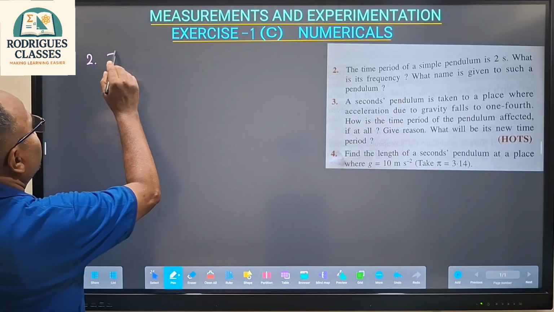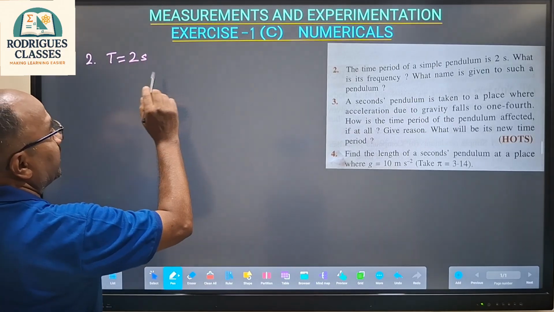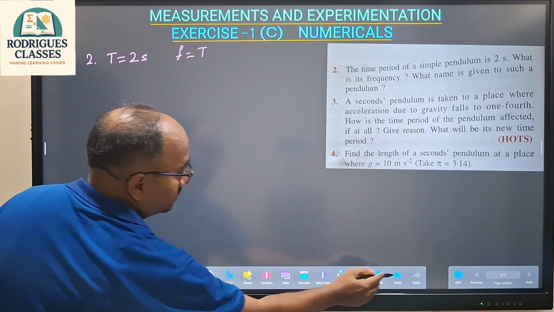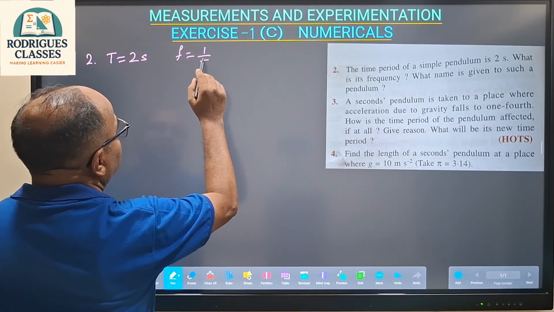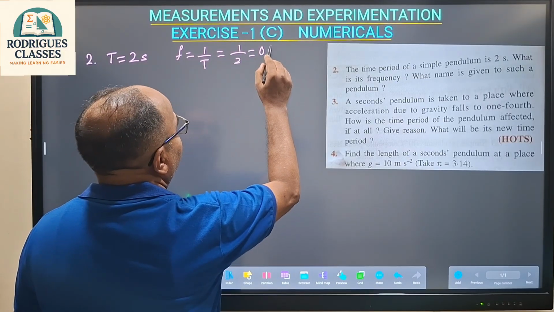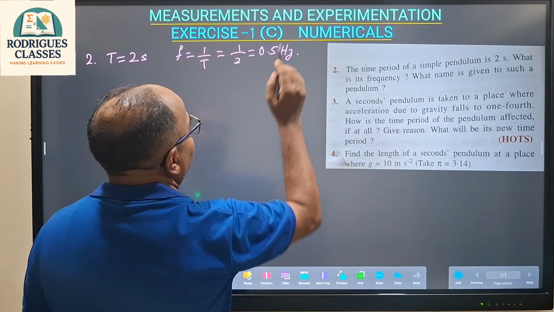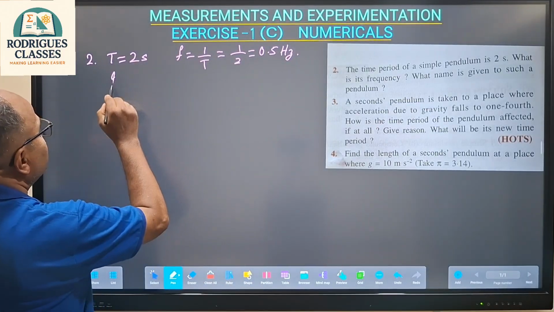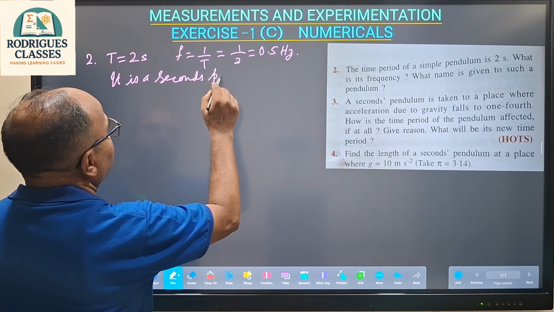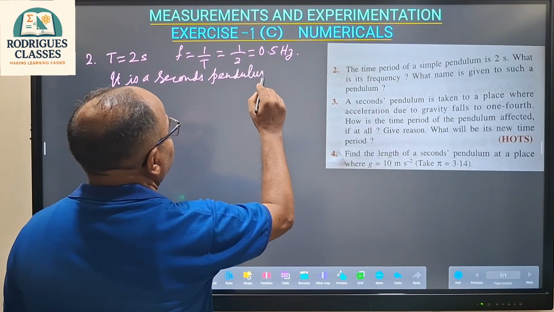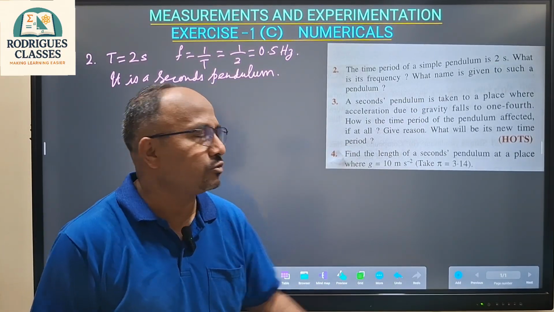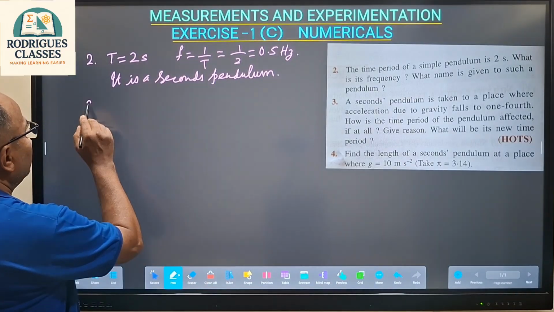So we are given here T is equal to 2 seconds. They are asking the frequency. So I can write here f is equal to 1 by T. So that will give me 1 by 2, and 1 by 2 is 0.5. So frequency becomes 0.5 hertz, and it is a seconds pendulum. So that finishes a very simple and an easy numerical number 2. Now let us take a look at the third one.